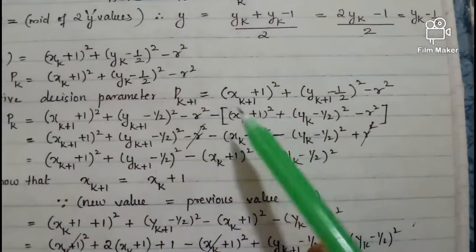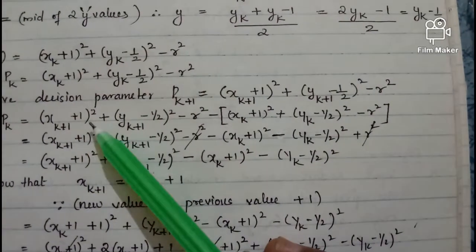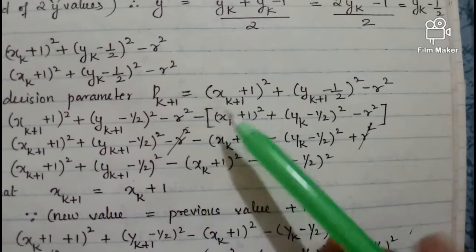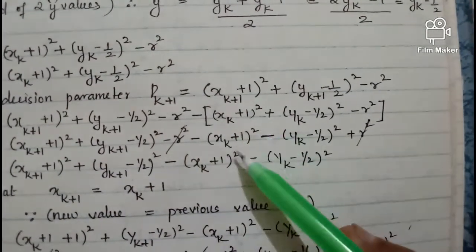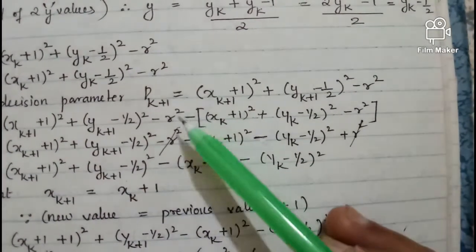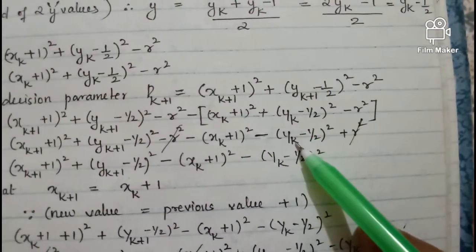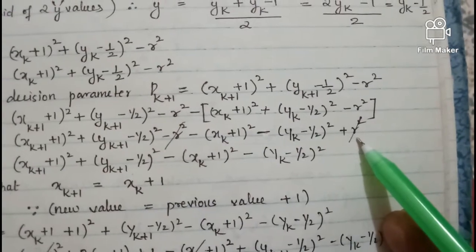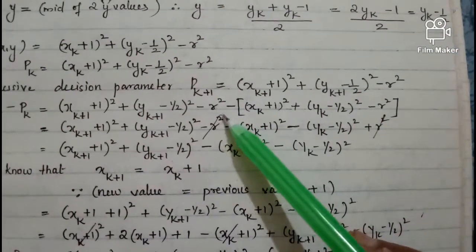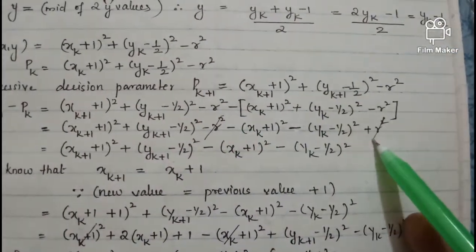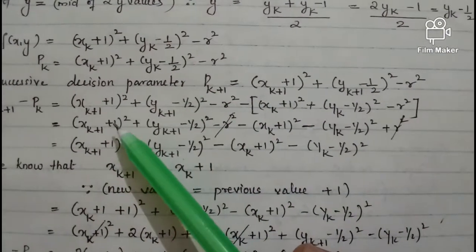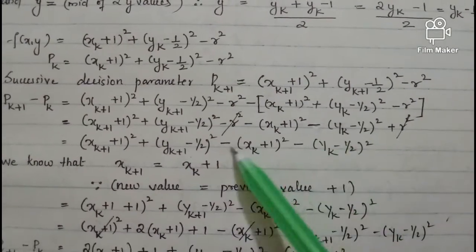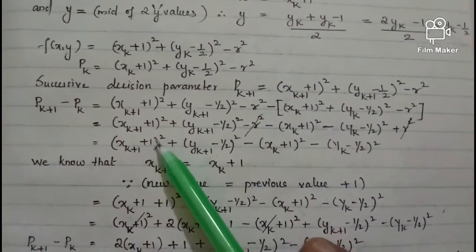Now let us expand it. xk plus 1 the whole square plus yk plus 1 minus half the whole square minus r square. Minus of this term will become minus xk plus 1 the whole square. Minus of this will become minus yk minus half the whole square. Minus of minus will become plus, and it is plus r square. After expansion, minus r square and plus r square will get cancelled, and we will have only 4 terms remaining. This one, this one, this one and this one. Only these 4 terms are remaining.